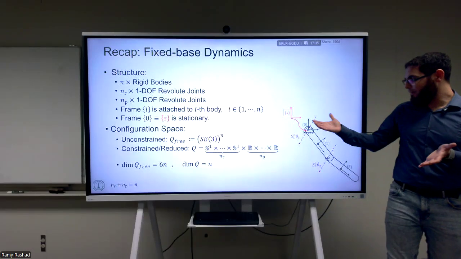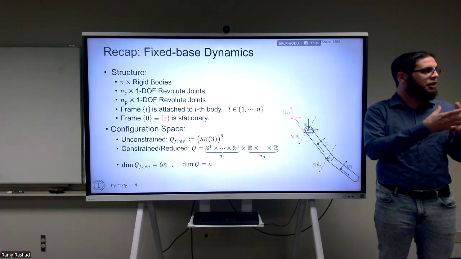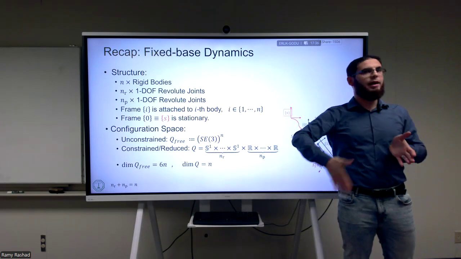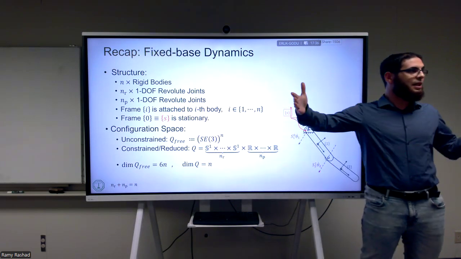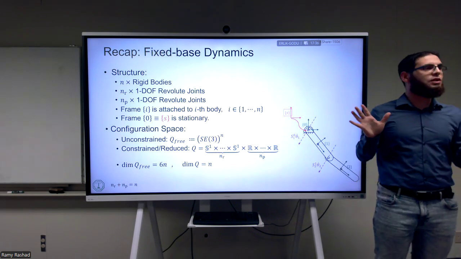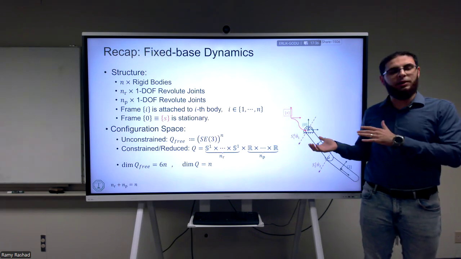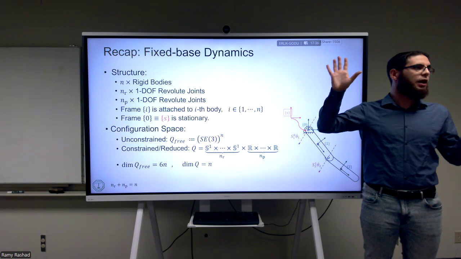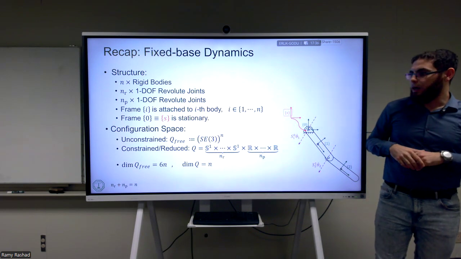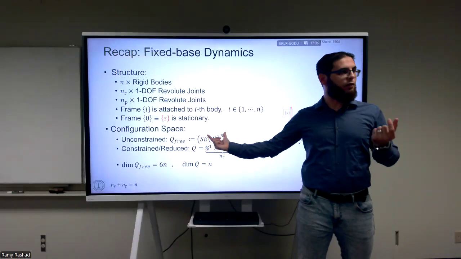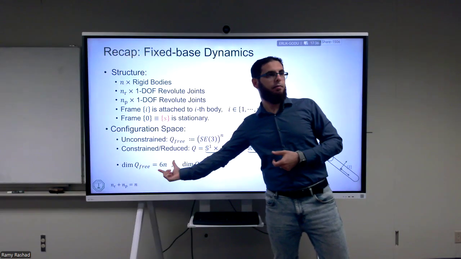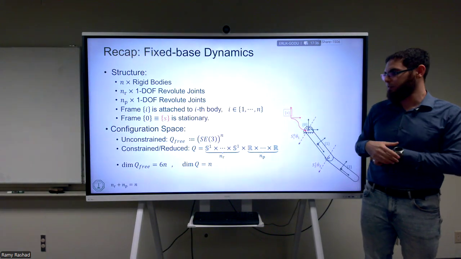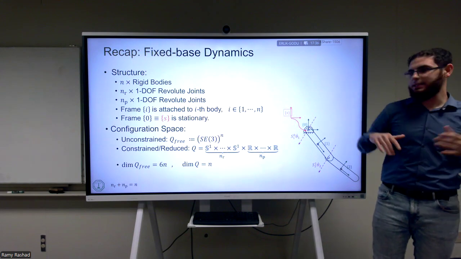For the configuration space, we have two types. First of all, we have n rigid bodies. Each rigid body has a configuration space of its own, SE(3). So we have SE(3) multiplied n times, and this is the whole configuration space, the unconstrained configuration space. The dimension of the free configuration space is 6 multiplied by n. We have n rigid bodies, and each one of them has 6 degrees of freedom, 3 rotations and 3 translations, and then we get this big space, 6n.